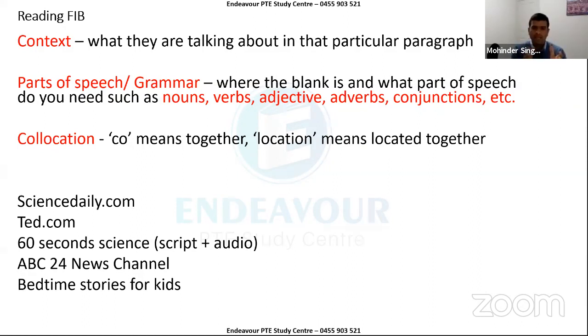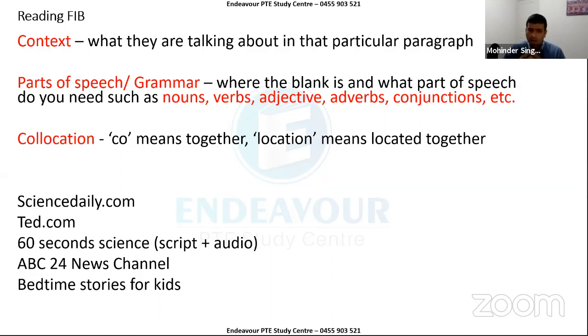Pearson has released a collocation list. It can be downloaded from the internet for free. It is also available in our closed Facebook page. It's like a 44 pages list, Pearson PTE collocation. They have given you parts of speech and what collocate with each other. So the knowledge of collocation is really, really important for blanks. Even if you don't understand the context, it can help you to narrow down the choices of which option may fit in here. I've also listed some resources for you guys.